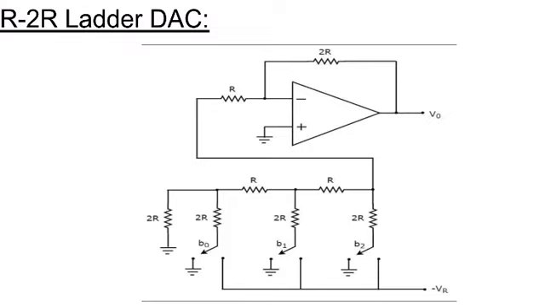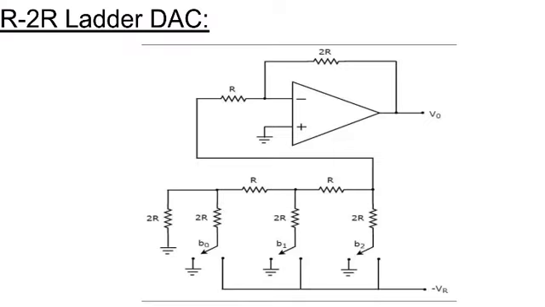Recall that the bits of a binary number can have only one of two values, either 0 or 1. Let the 3-bit binary input be B2, B1 and B0. Here the bits B2 and B0 denote the most significant bit and the least significant bit respectively. The digital switches shown in this figure will be connected to the ground when the corresponding input bits are equal to 0. Similarly, the switches will be connected to the negative reference voltage minus VR when the corresponding input bits are equal to 1.